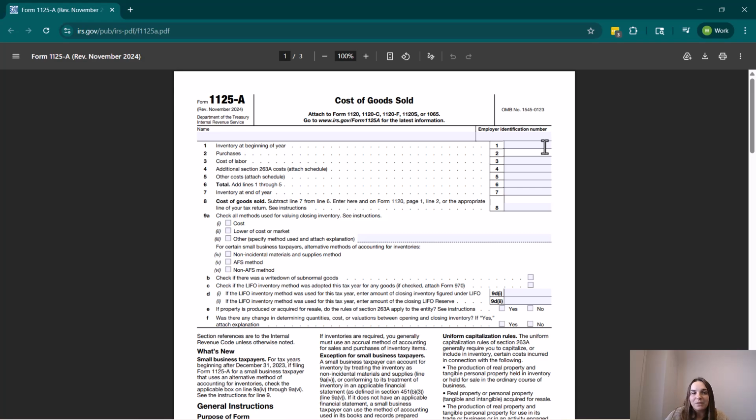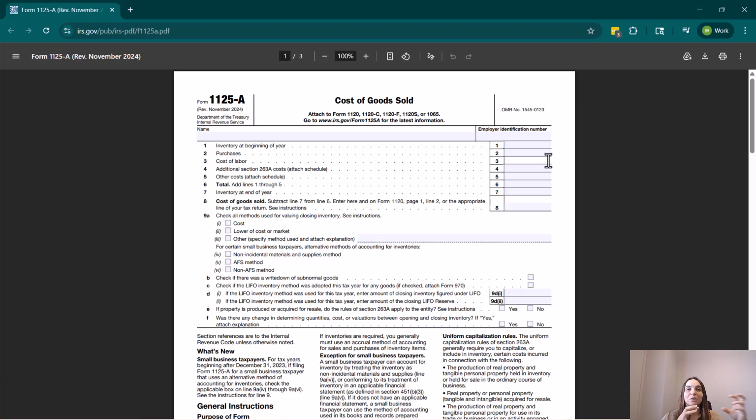So you're going to do your inventory at the beginning of the year from your balance sheet. It should tie to the prior year. Add your purchases, which you'll pull from your bookkeeping system. And then you want to add your cost of labor. Now, this is the cost of labor for producing the cost of goods sold, the items that you're selling. So this isn't your overall cost of labor for the whole entire business. This is your cost of labor specifically for your cost of goods sold.